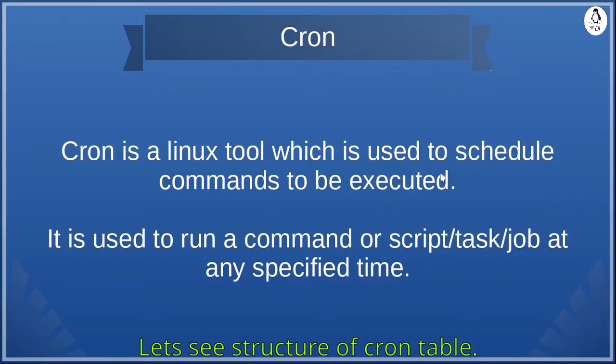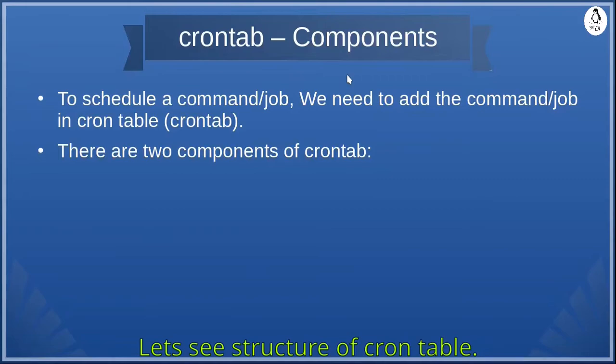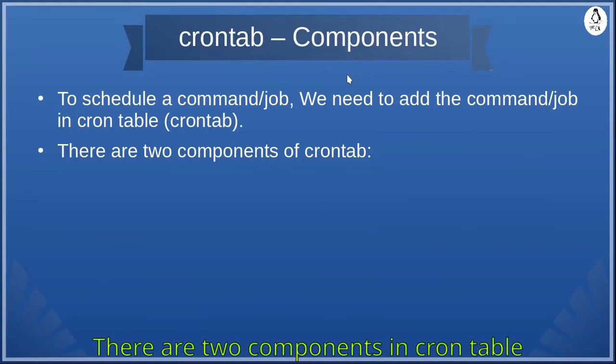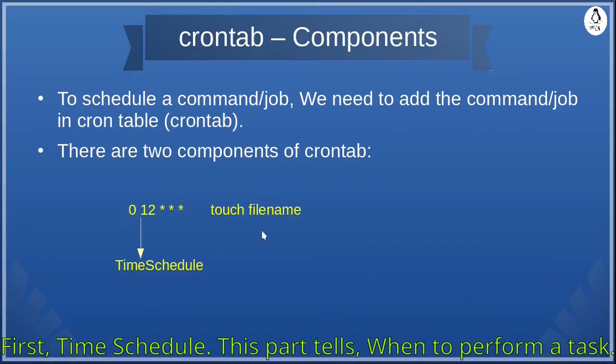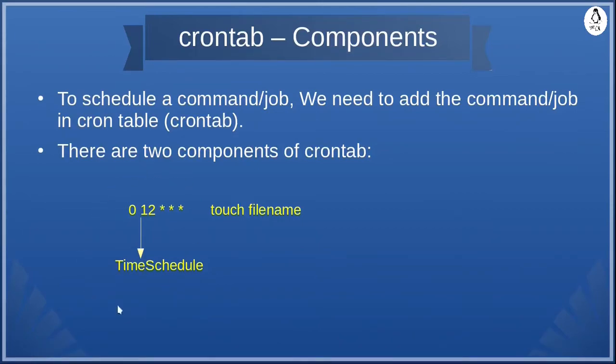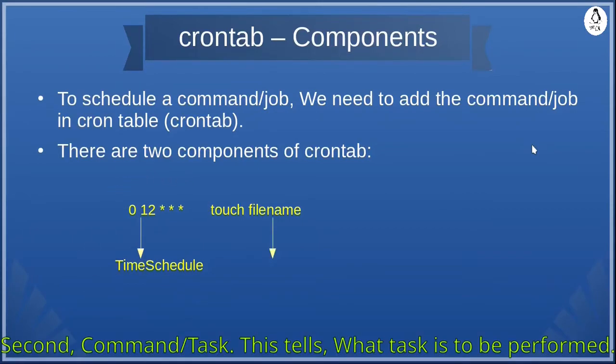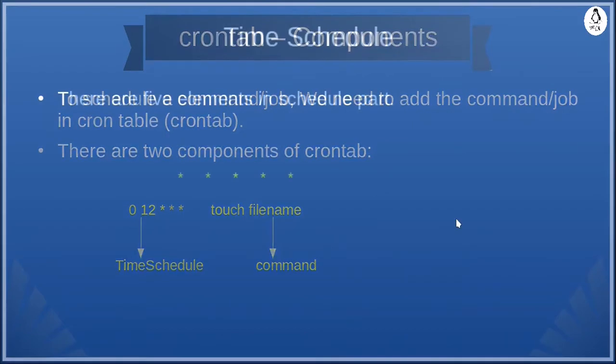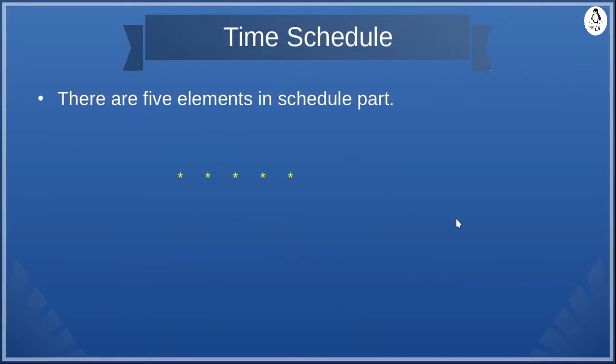Let me explain you the structure of Cron Table. There are two components in Cron Table. The first component is time schedule. This part of Cron Table tells us at what time, or when, the task is to be performed. The second component is task, or command to be executed at that time. Now, we will see first component, that is, time schedule.